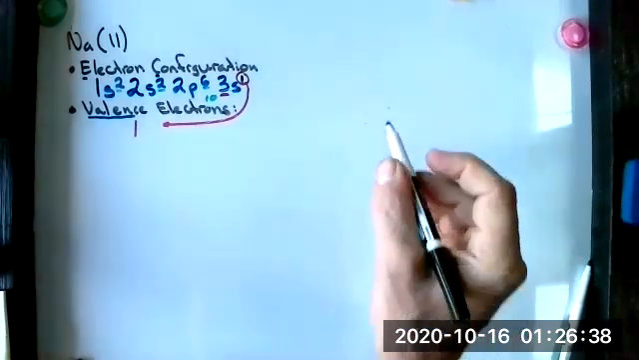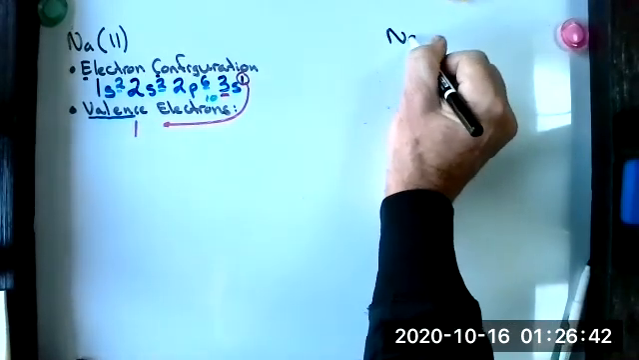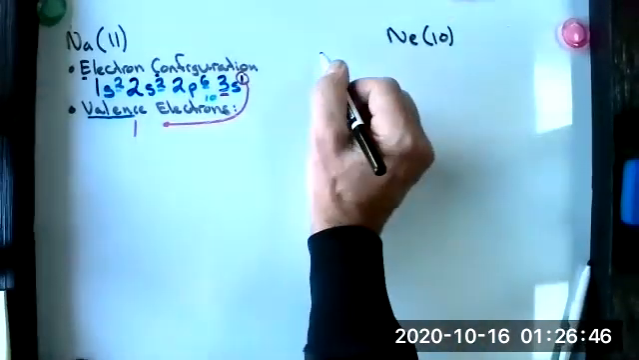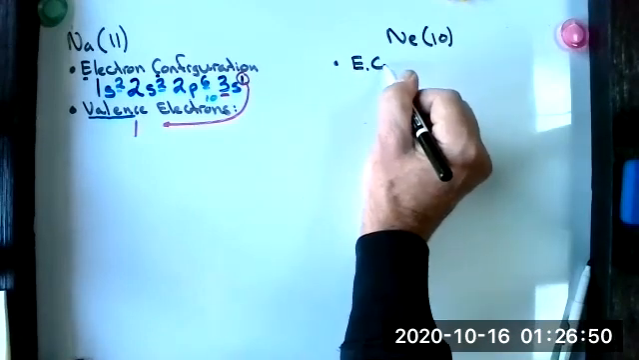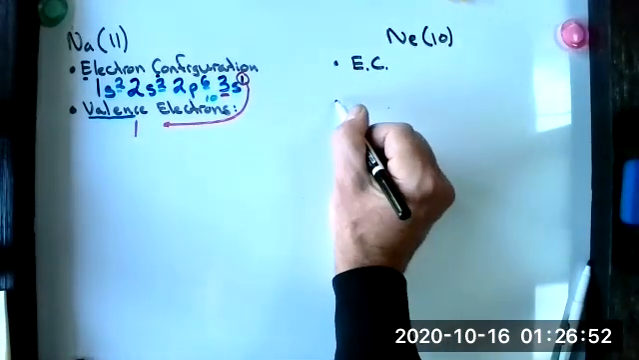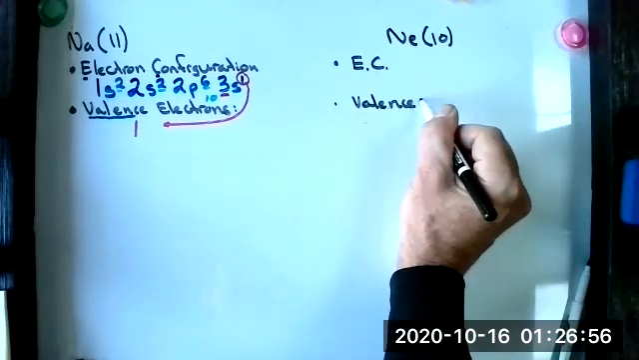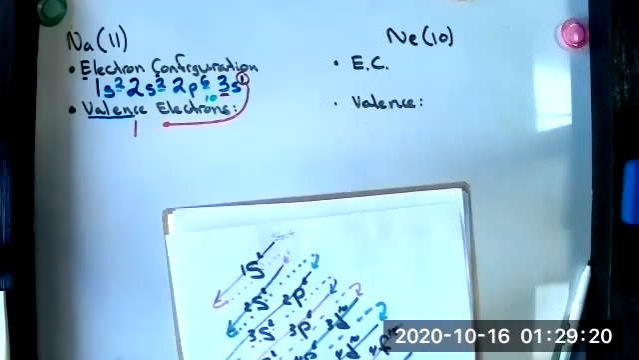We are going to look at neon. Neon has 10 electrons. Okay, all of you, quickly, give me the electron configuration for neon, and please give me his valence. Okay, go, hurry. All right, let's check your answer.